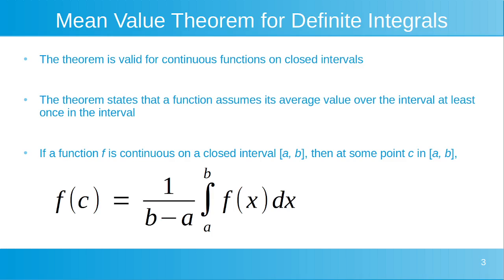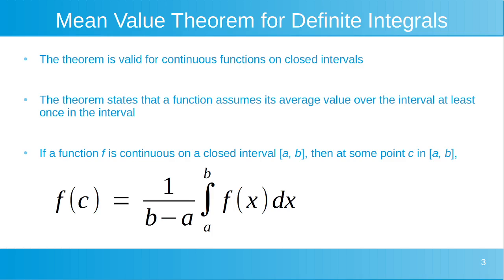The mean value theorem for definite integrals states that a function assumes its average value over the interval at least once in the interval. So for a continuous function on a closed interval, there's at least one point on that closed interval where the function is equal to the average value of the function over that entire closed interval.